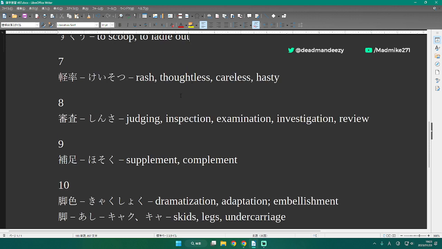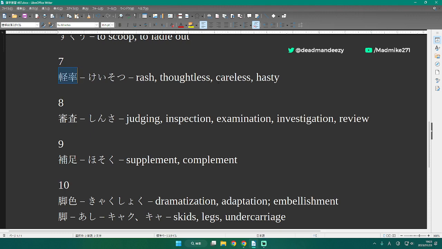Number 7 is keisotsu. Kei on the left side for light-hearted or light, and sotsu on the right side for a percentage. So to take something to some degree or percentage lightheartedly is rash, thoughtless, careless, or hasty. Keisotsu is to take things too lightly and go ahead with them quickly. Keisotsu is rash, thoughtless, or careless.